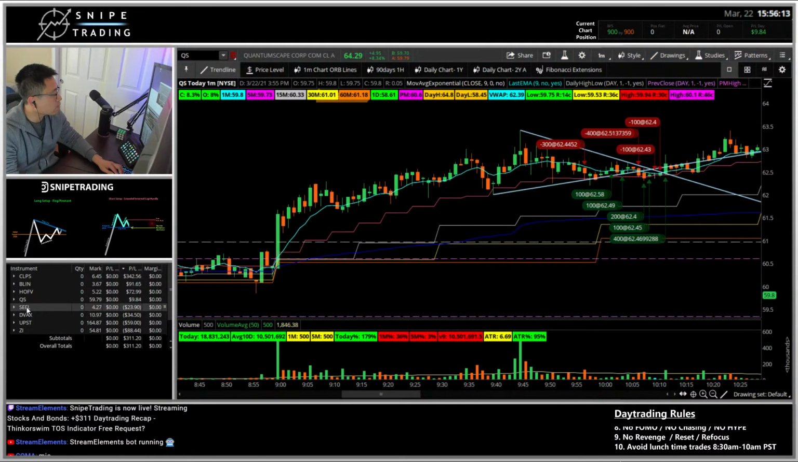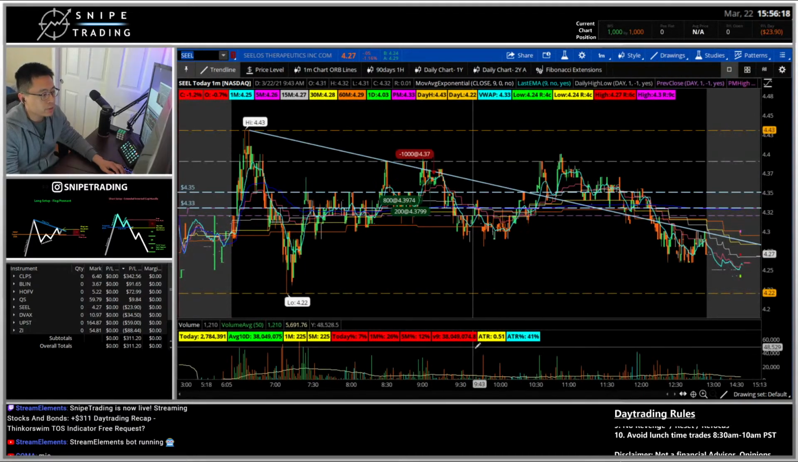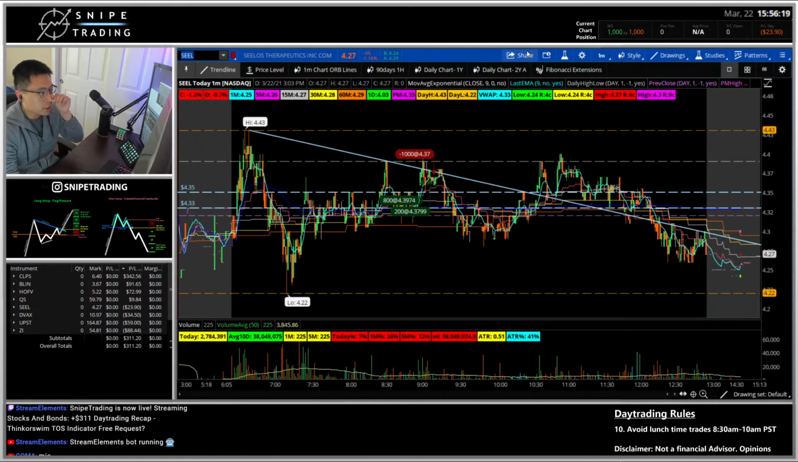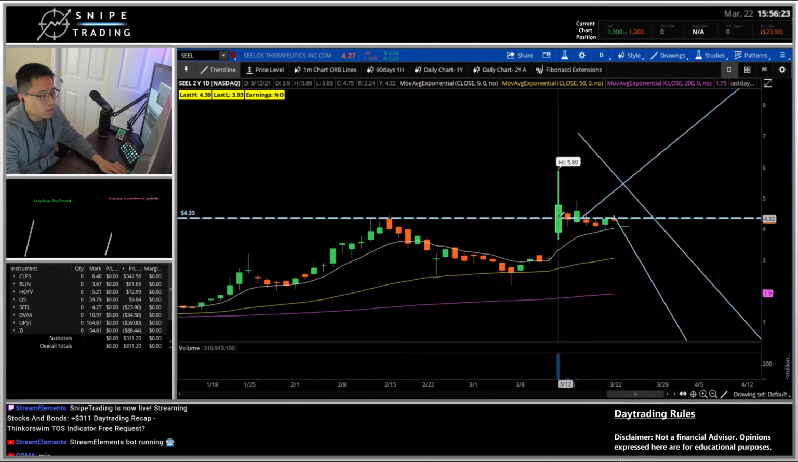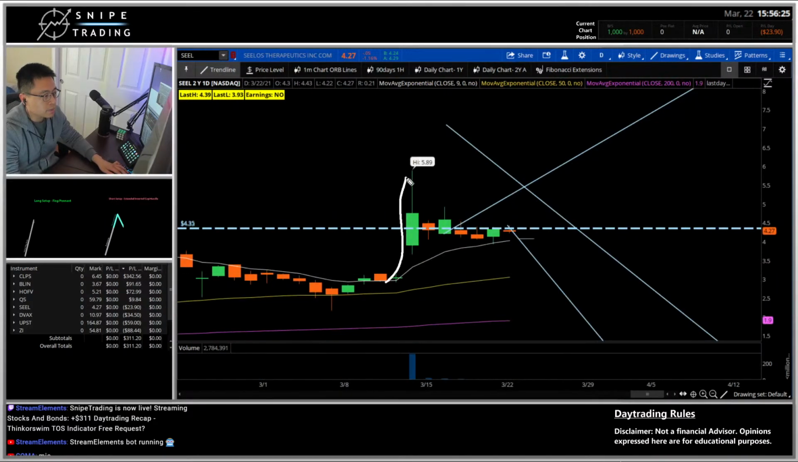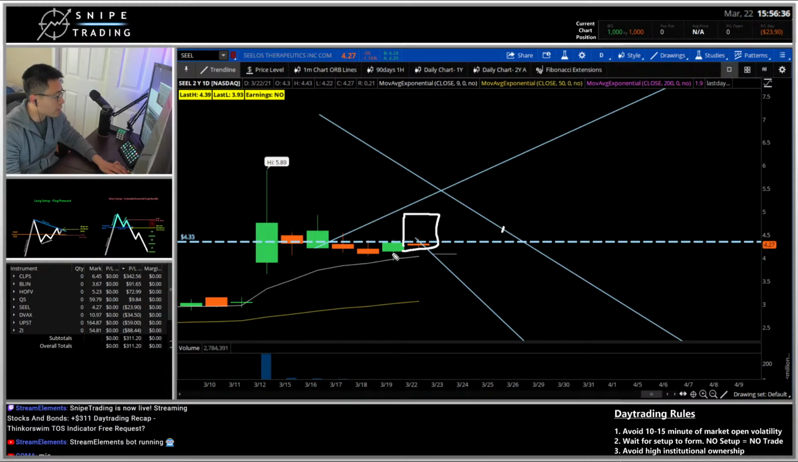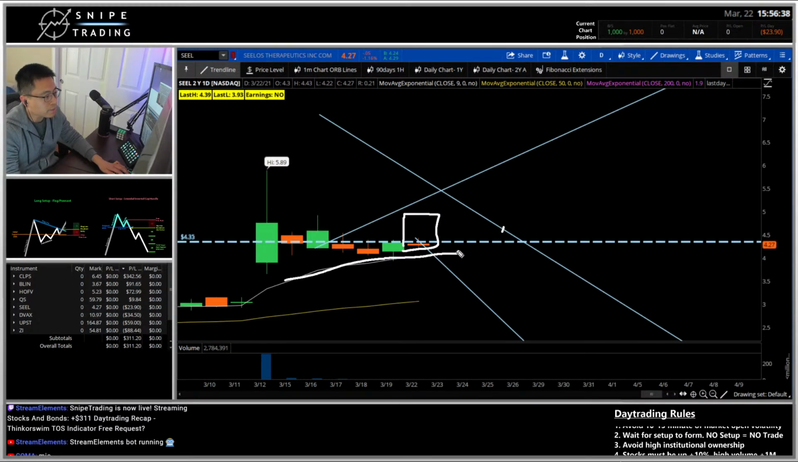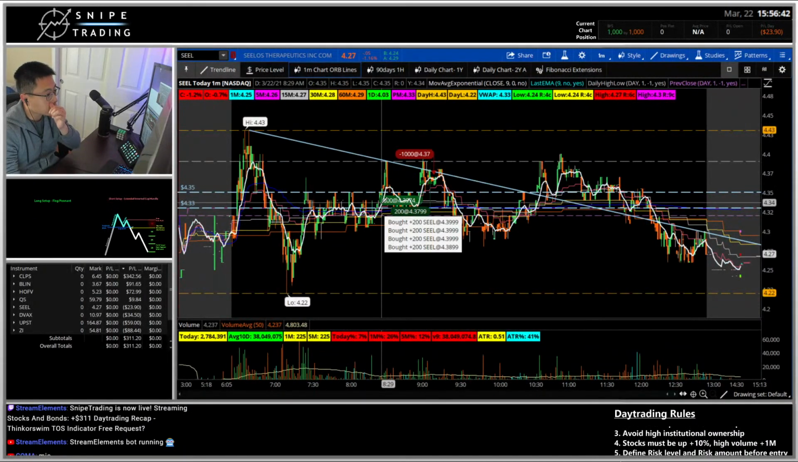SEEL. So SEEL looked interesting on the daily chart. So we go back to the daily chart. It had this gap up day, consolidated. Now it has tested the 90 MA. So I was expecting some type of flag play for like a daily bounce on the 90 MA. But today, I guess it didn't have enough volume to do that.